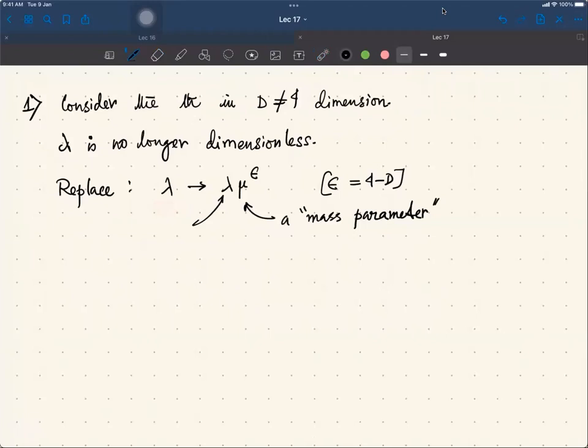So in the epsilon going to 0 limit, mu disappears from this coupling.